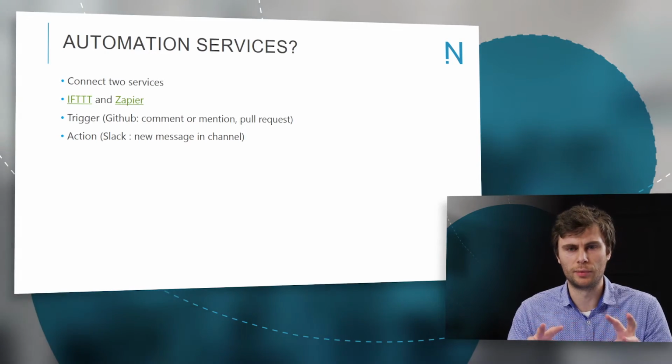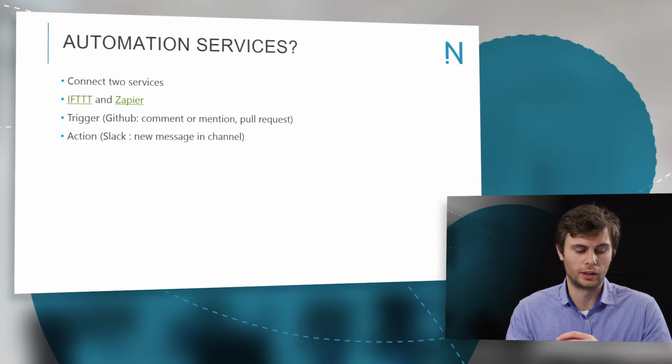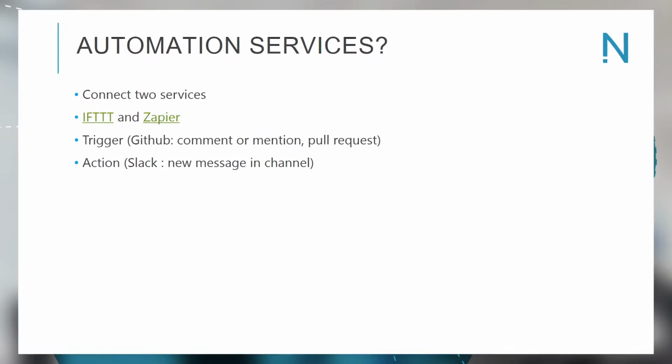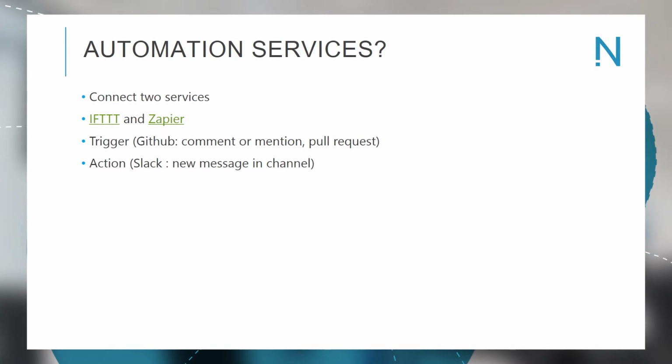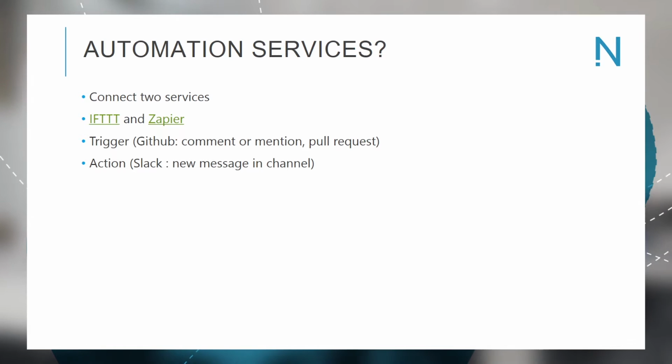So I talked about the automation services a few times. Why is this important in this webhook story? These services connect them and automate your daily tasks. Very well known ones are IFTTT and Zapier. Some examples of triggers that they use are, for GitHub, a comment or a mention or a pull request defined as a trigger, and on the other side you have an action, like in the new Slack communication tool, a new message in the channel.